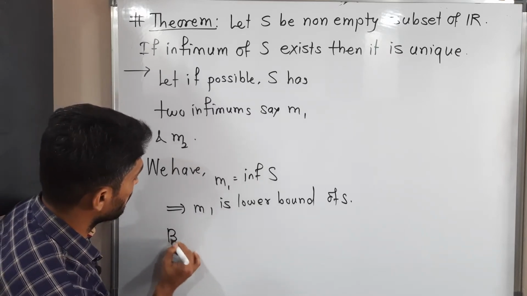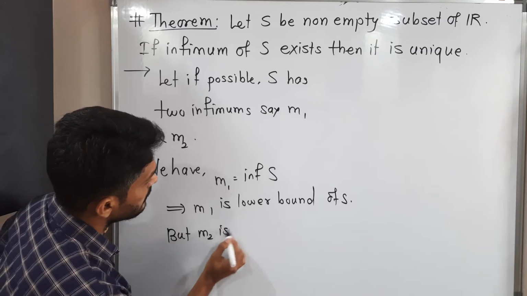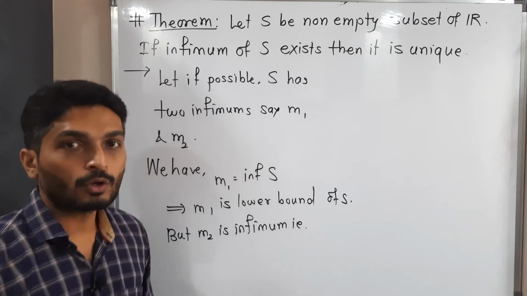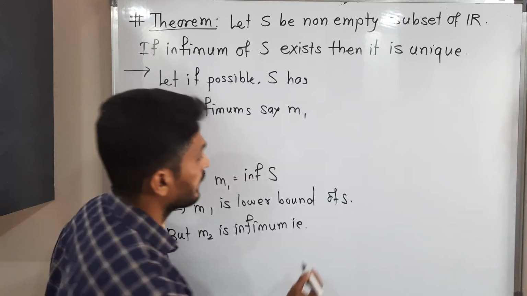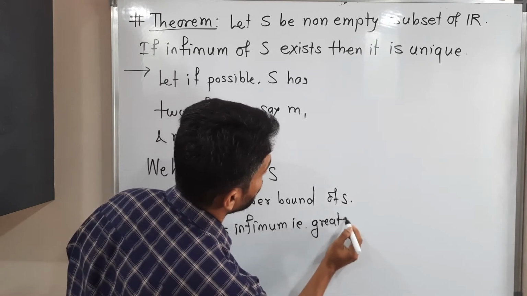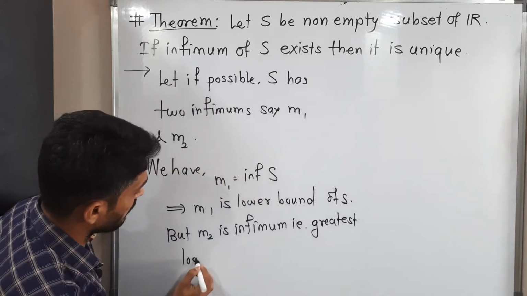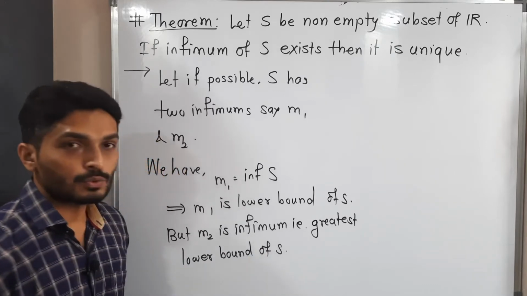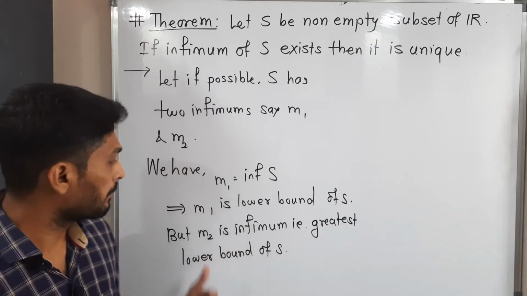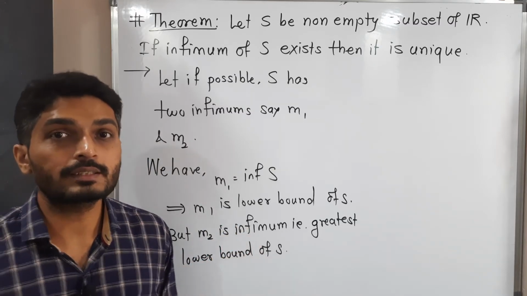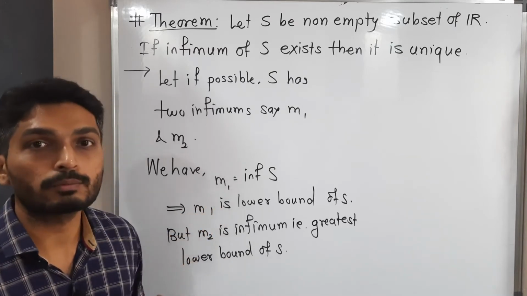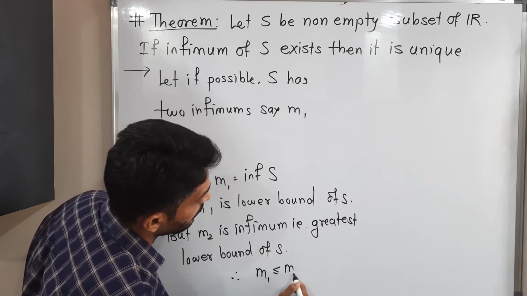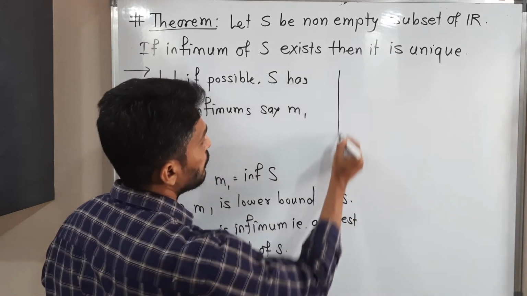But M2 is infimum, or also we can call it the greatest lower bound of S. Okay, so what we say here, M1 is a lower bound but M2 is the greatest lower bound. It is greatest. This is also a lower bound, this is also a lower bound, but M2 is the greatest lower bound. So therefore what can we write? Therefore M1 less than or equal to M2. I will call it inequality number 1.